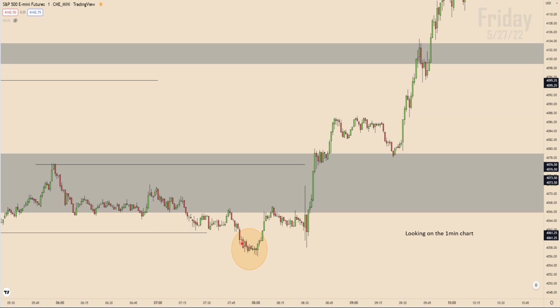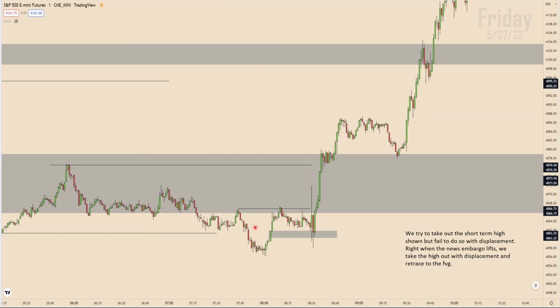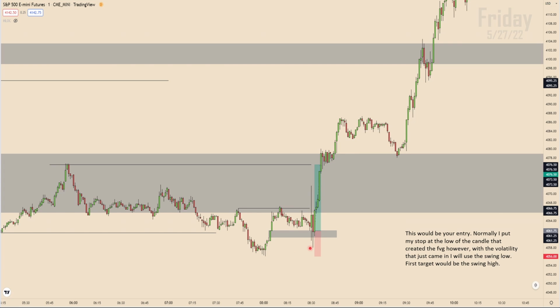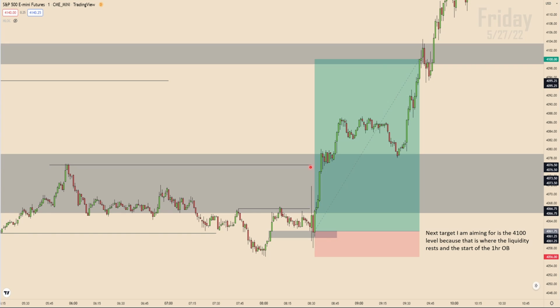Looking at the 1-minute chart, this is where it ran the stops. Ideally, you get this little relative equal high here, right? You would ideally want to see displacement up here and then a retracement into here. But we don't really get that, so you're waiting on that. Get the displacement here, retracement. And since this is right at 8:30 when the news embargo lifts, you want to risk those lows. And then your first target would be there. Second target, that 4100 area that we're looking to take liquidity from.